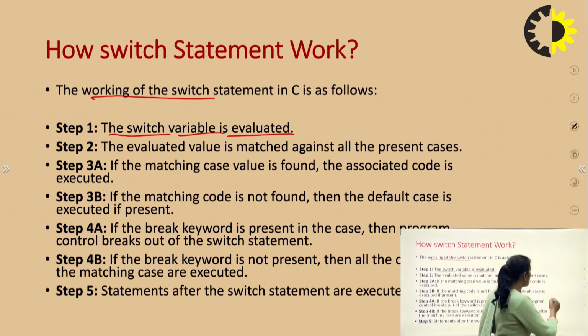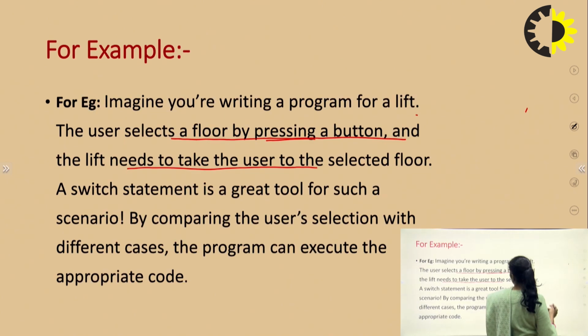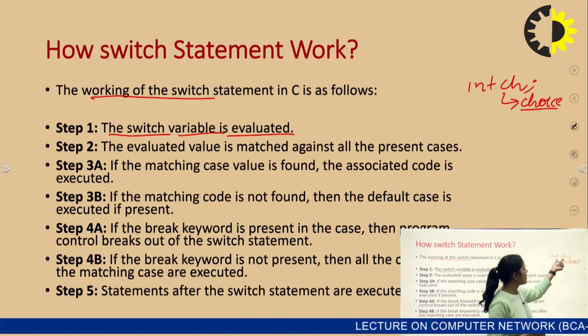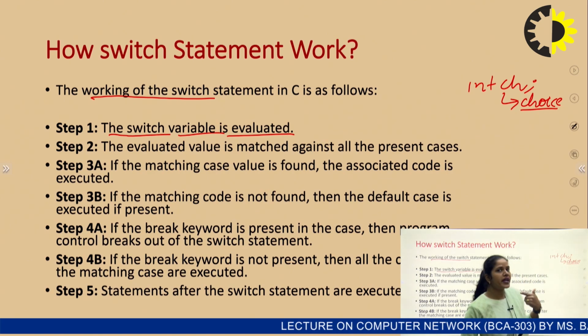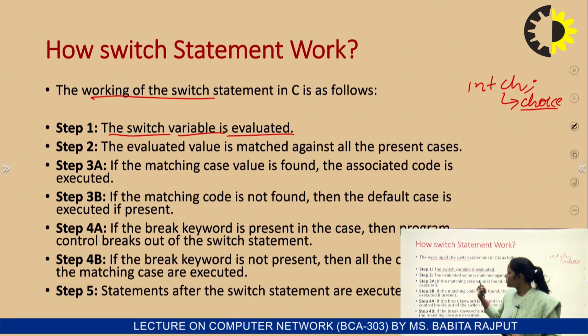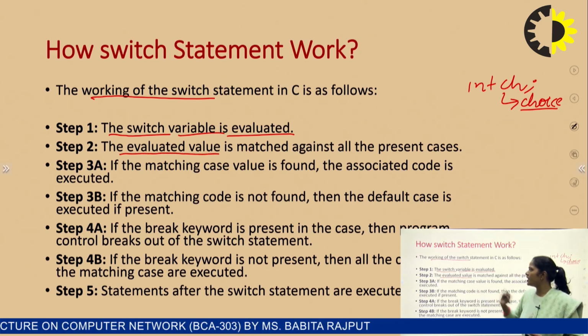Let's say I'm declaring a variable ch. Ch is nothing, it is a choice case, right? That defines the cases of the switch. So ch is a variable, the switch statement variable that we will use to define the number of cases in the program. Next, the next step of the switch statement is the evaluated value.